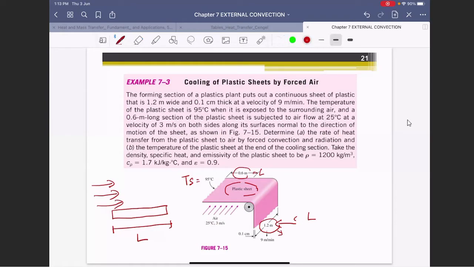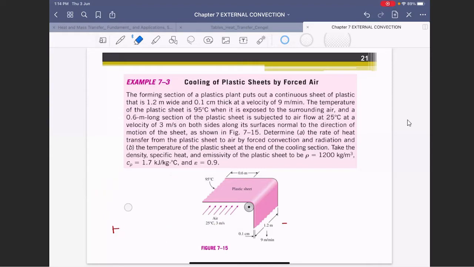Why do we need to know the L? Because we want to determine the Reynolds number. The Reynolds number is velocity times L divided by mu, so the L must be correct. The question wants us to determine the rate of heat transfer from the plastic sheet to air by forced convection and radiation. Before this, we just considered convection, but for this problem we have to include the radiation heat transfer mode as well. So you want to determine Q due to convection plus Q due to radiation.